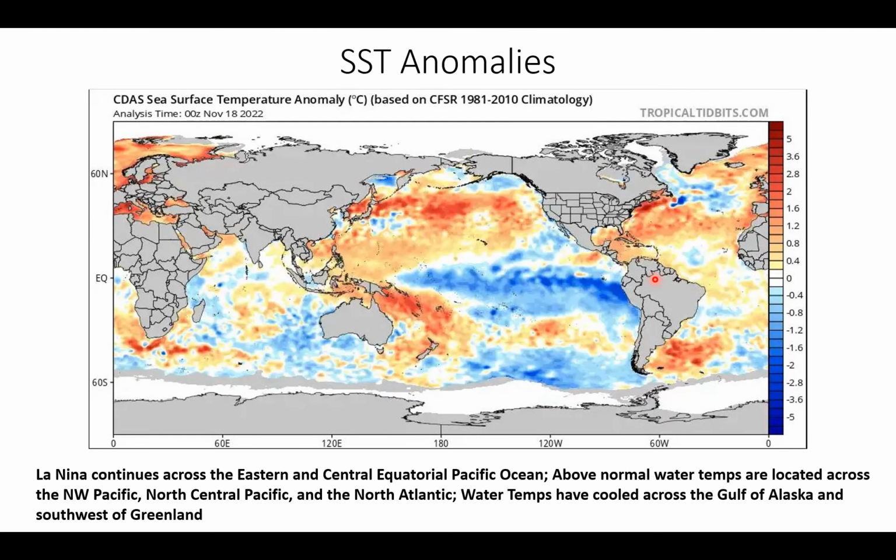Looking at the sea surface temperature anomaly map, you can see La Nina sticking out very nicely here with the blue coloring. That indicates below normal water temperatures. So we still got that going on, La Nina across the eastern and central equatorial Pacific areas, and then north of that, generally north of 30 degrees north latitude, you see these brighter oranges. This indicates above normal water temperatures off the coast of Japan, just south of the Aleutians in the north central Pacific, as well as working its way a little bit over towards the Gulf of Alaska.